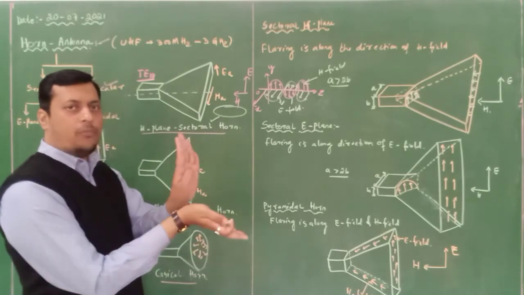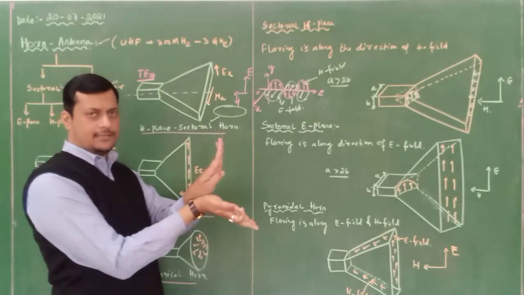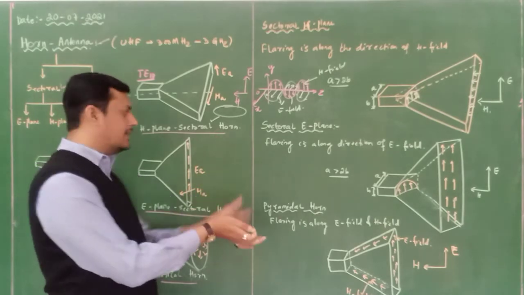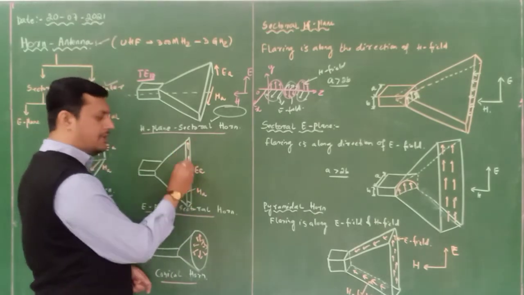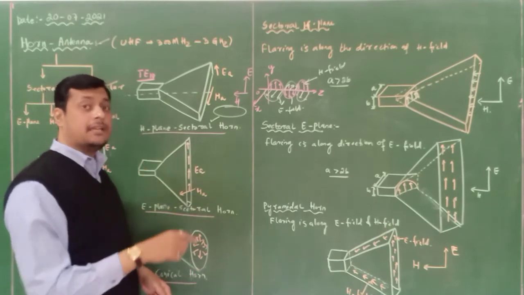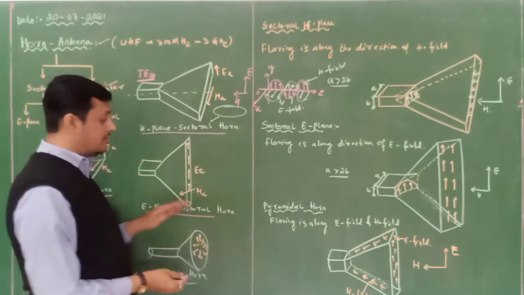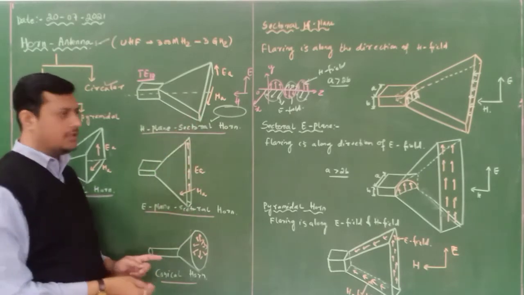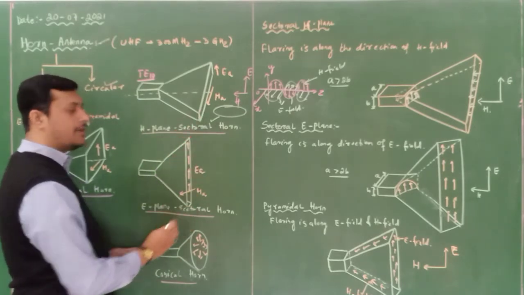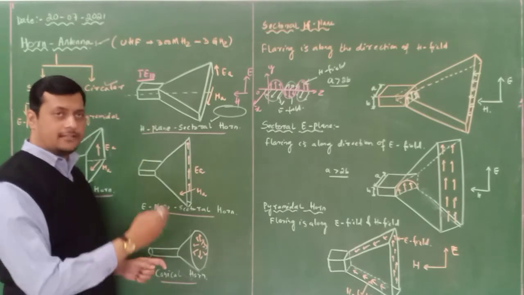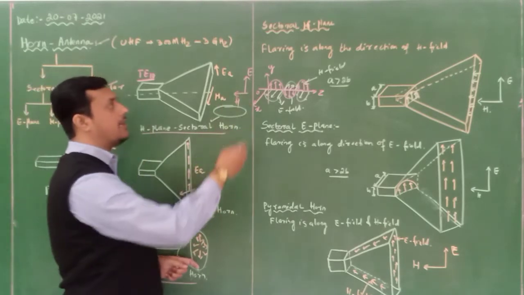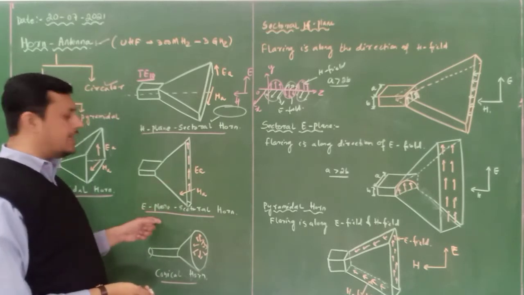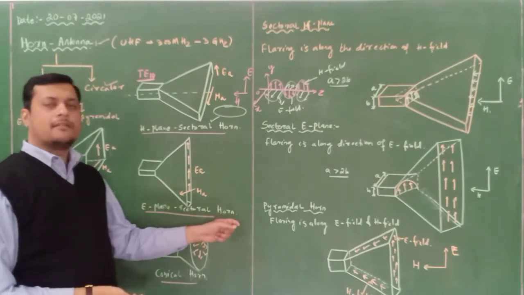Similarly, when the opening of the horn looks like this, if it is open, if it is vertical, that means the field component which is available is called our E-plane sectoral antenna. So here you can see it is opening vertically, and the other is horizontal. Here the electric fields are perpendicular in direction, or you can see the flaring is along the direction of electric field, then I will say it is called E-plane sectoral horn antenna.